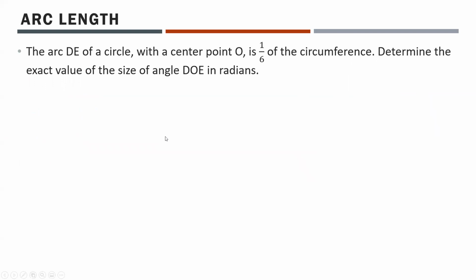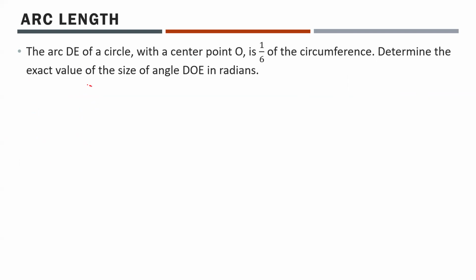Now, next one: the arc DE of a circle with a center point O is 1/6 of the circumference. Determine the exact value of the size of angle DOE in radians. Okay, so this is an interesting one. It gives us an arc and they call it DE.